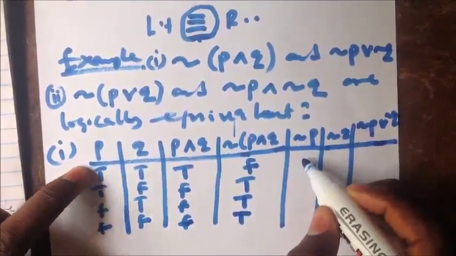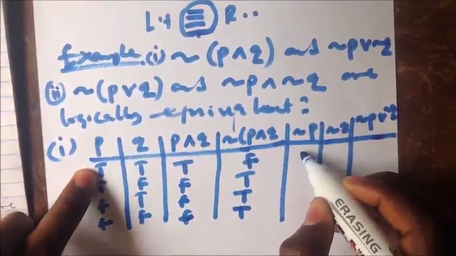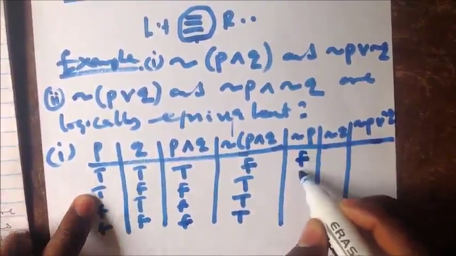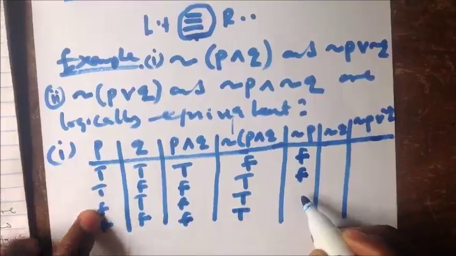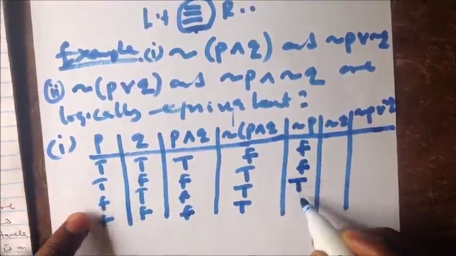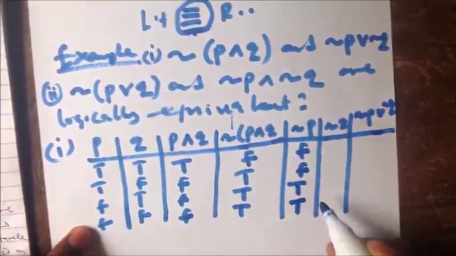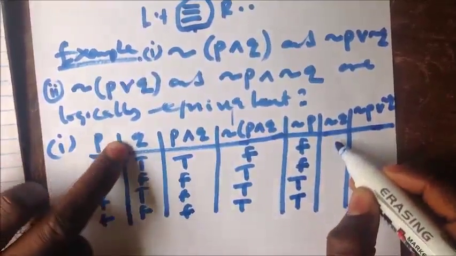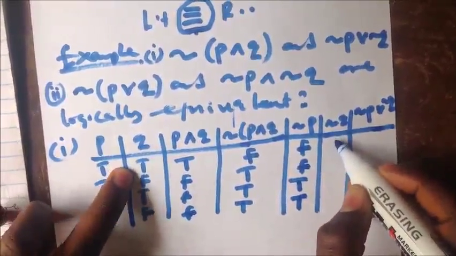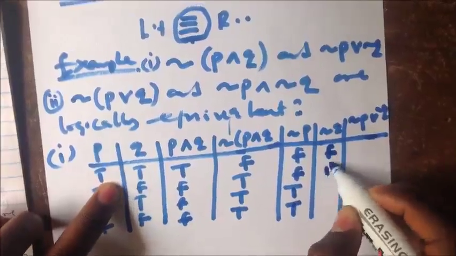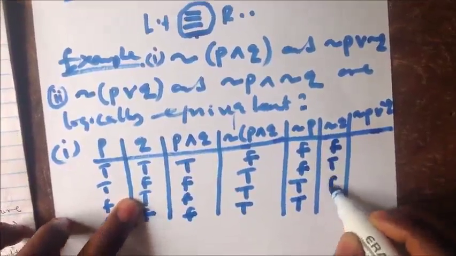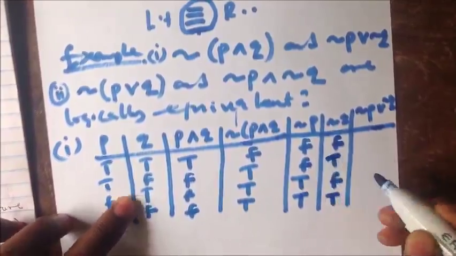Now the next aspect. Negation of P: the negation of true is false. Negation of this is false. Negation of this is true. Negation of this is true. Then we negate Q. Negation of true is false, then true, then false, then true. That's where we are negating.